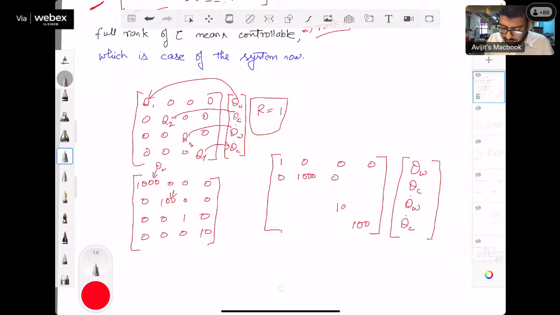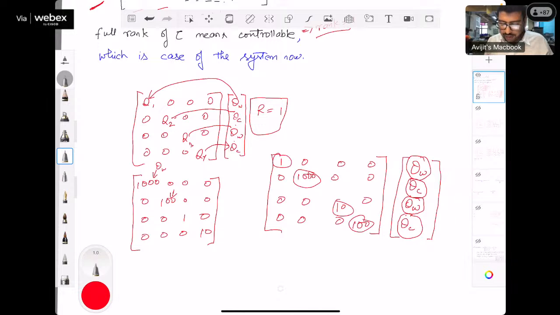So by this logic, we are telling that this state is top priority. After that, this state. After that, this state. After that, this state. And this is represented by the size of the weight allotted to the corresponding diagonal element of the Q matrix.